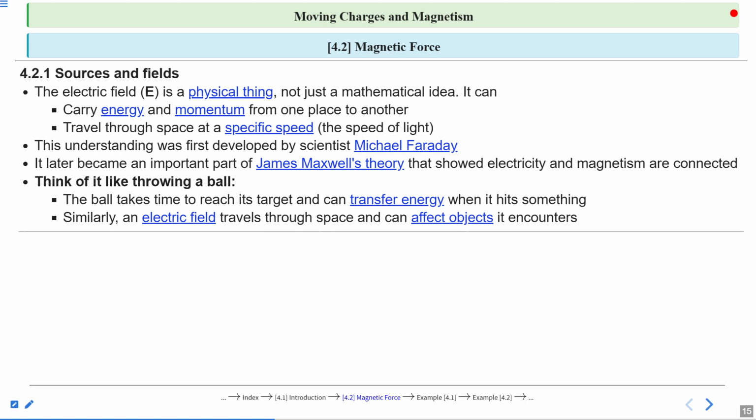The electric field is doing the same thing. When it hits any charge, it is transferring energy to that charge in the form of work done, or in the form of change in potential energy or change in kinetic energy. Similarly, an electric field travels through space and can affect objects, especially the charges it encounters.